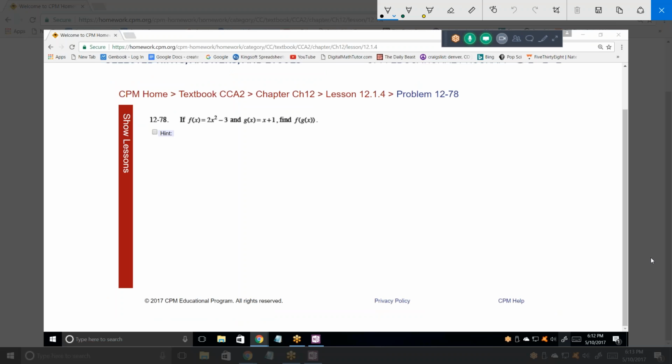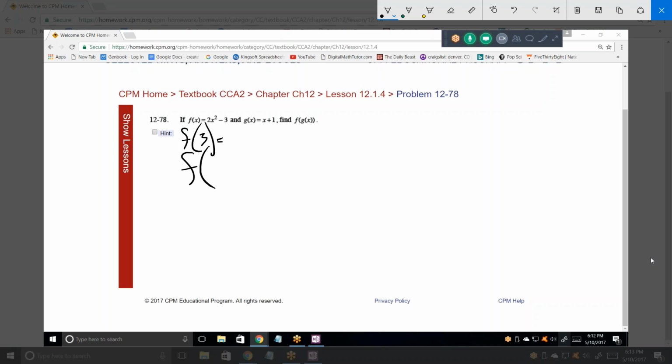If I said to you, what is f of 3, what would you do? Square 3, multiply by 2, subtract 3. In other words, you'd plug in whatever's in the parentheses for x.